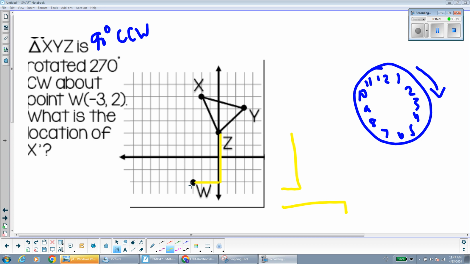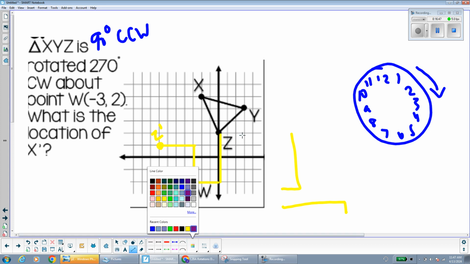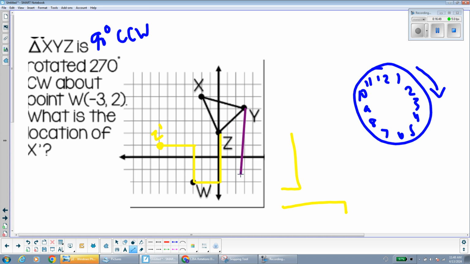So counting the spaces, that is 1, 2, 3, 1, 2, 3, 4. And that is our rotated point, Z prime. Now, let's connect point Y to the center of rotation.